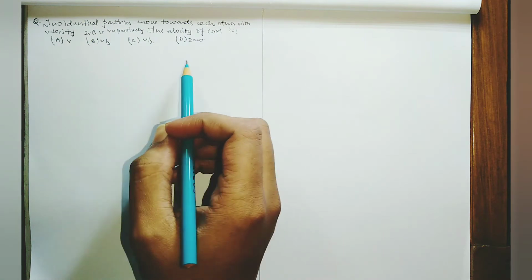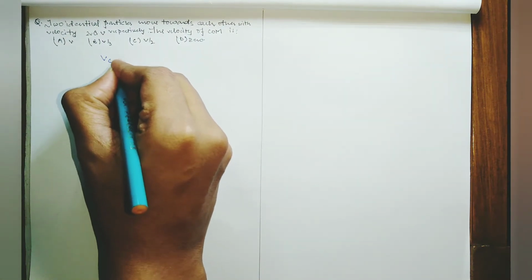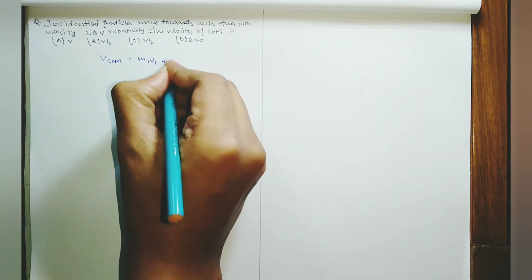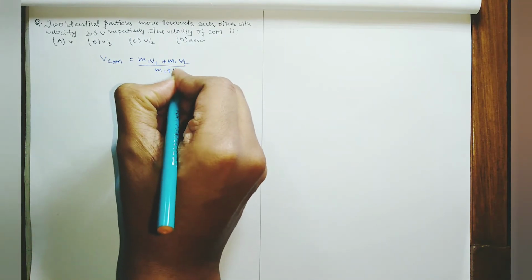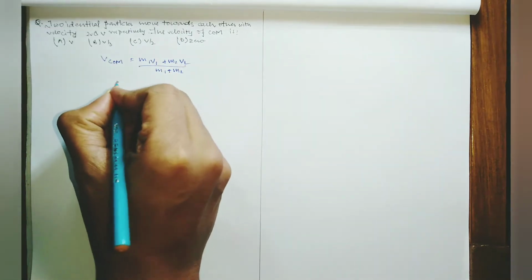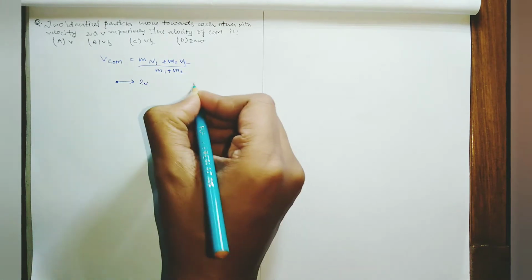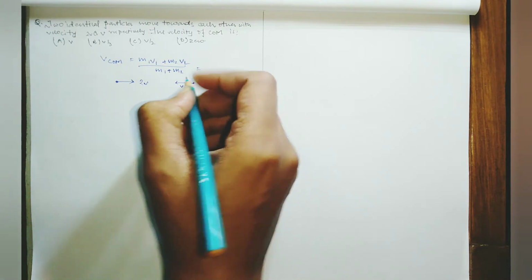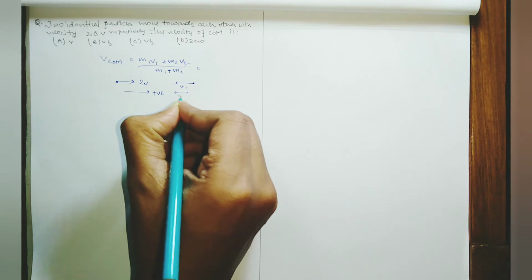It's a very simple question with the simplest formula of this chapter, that is v of COM is (m1 v1 plus m2 v2) by (m1 plus m2), which gives the velocity of the center of mass. Now the two particles are moving towards each other. Suppose this particle is moving with velocity 2v and this particle is moving with velocity v towards each other. If we take this direction as the positive direction, this will obviously be the negative direction.